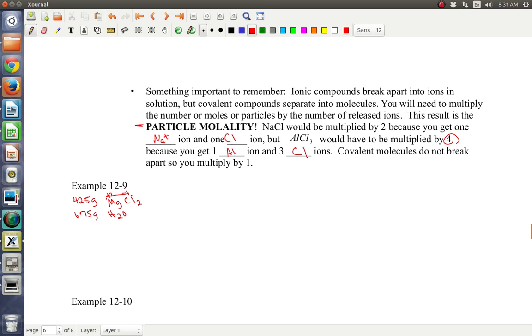All right, first job is to figure out which one is the solvent and which one's the solute. Well, magnesium chloride is the solute because there's less magnesium chloride than water. So this is the solute. That makes this the solvent. So the solute I'm going to have to turn into moles, and the solvent I'm going to have to turn into kilograms. And the solute's where I'm going to get my I.